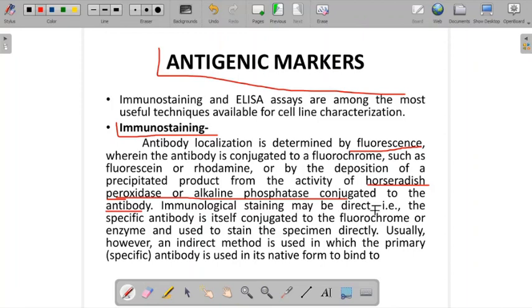Immunological staining may be direct or indirect. Direct means the specific antibody itself is conjugated to the fluorochrome or the enzyme and used to stain the specimen directly. An indirect method is one in which the primary antibody is used in its native form to bind to the material, right? This is what the antibody antigenic marker system is for cell characterization.